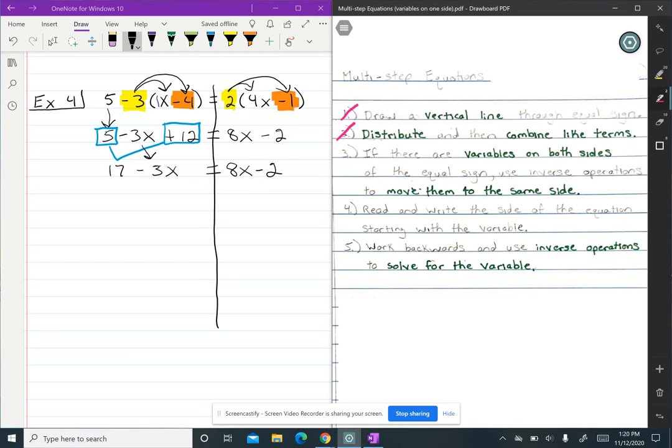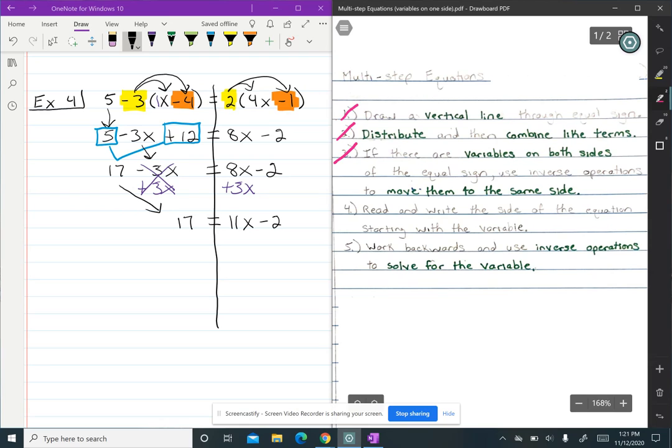Now moving on to step 3, if we have variables on both sides, and in this case we do, we need to move one of them by doing the inverse. Remember that if you move the smaller term, then you're less likely to need to deal with negatives. So I'm going to move my -3x by adding 3x to both sides. So -3x plus 3x equals 0, and my 17 will just drop down. Then 8x plus 3x will give me 11x minus 2.